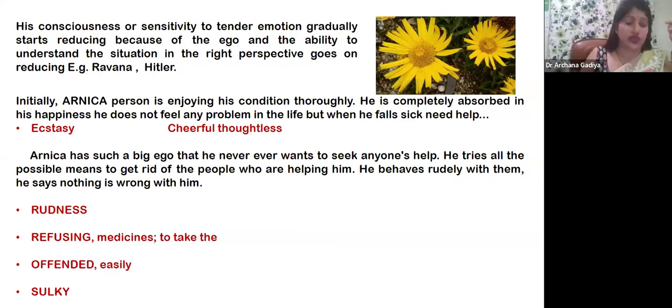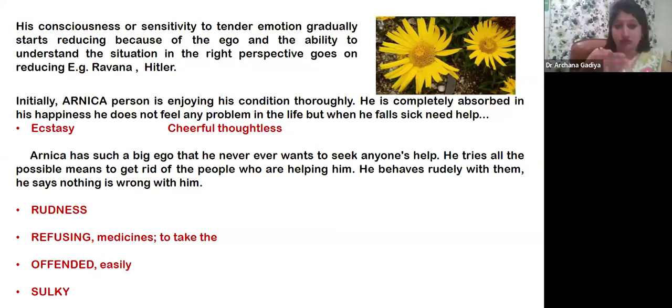The Arnika person enjoys his condition thoroughly. Initially, he is in ecstasy, he is cheerful, thoughtless, he is completely absorbed in happiness. But it's not that these people have no problems in their life. They also have some problems in their life, and when they become sick, whenever they need help, the ego comes in between.